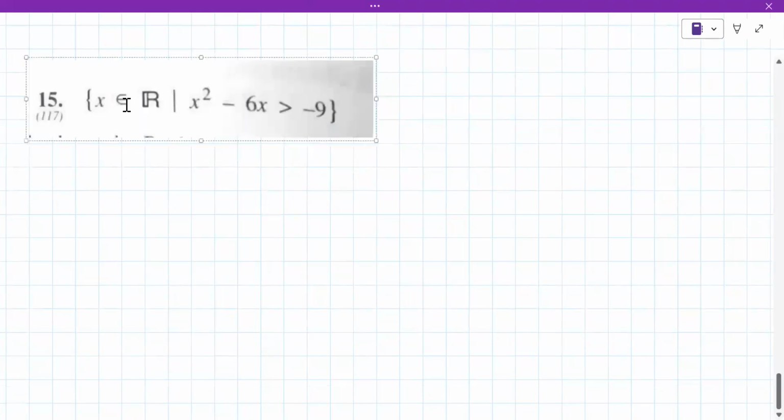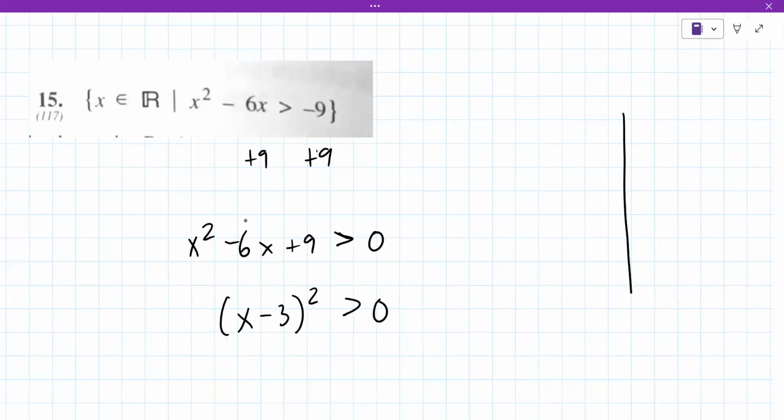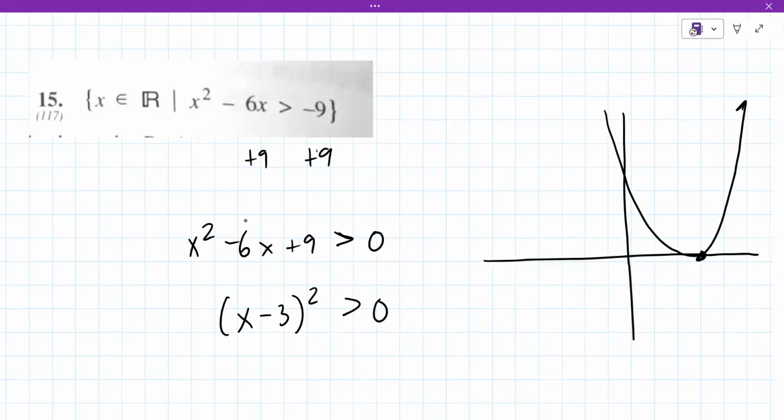15. All right, x is an element of the real numbers. X squared minus 6x is greater than minus 9. We're going to add 9 to both sides. X squared minus 6x plus 9 is greater than 0. This is a perfect square trinomial. We know that because you could take the square root of the first, the square root of the last. When you double it, you get 6. That means it's x minus 3 squared. Now, graphically, what this looks like is at 3, it comes down and bounces off.